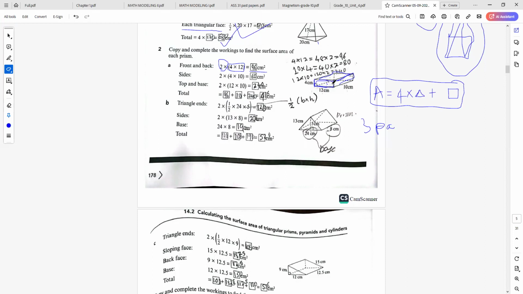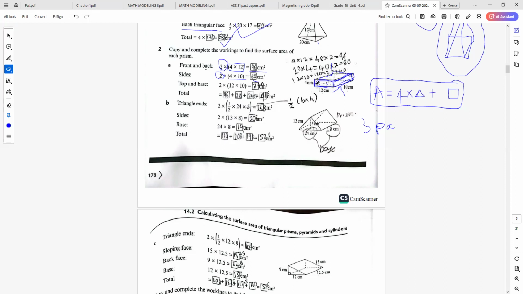Left side and right side, we have 4 into 10, because if this is 4, this is also 4. 4 into 10 represents the area of this rectangle, and we have 2, so we have to multiply by 2. That is 80. Then top and base.